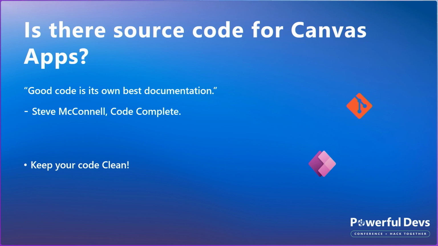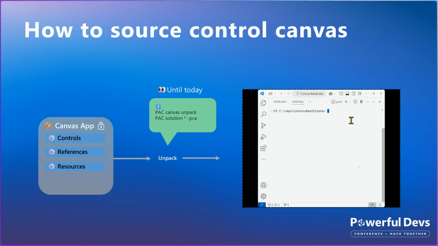But I want to deep dive more on the Canvas app. Do we have a source code for Canvas app? If you are working with solutions today, the native solution, you will know if you add a Canvas app in a solution, when you export, you will have a binary file. Binaries are not good for source control. There's no abstraction there, right? So how do you source control a Canvas app? Until today, there is no way you can do that in a supported way.